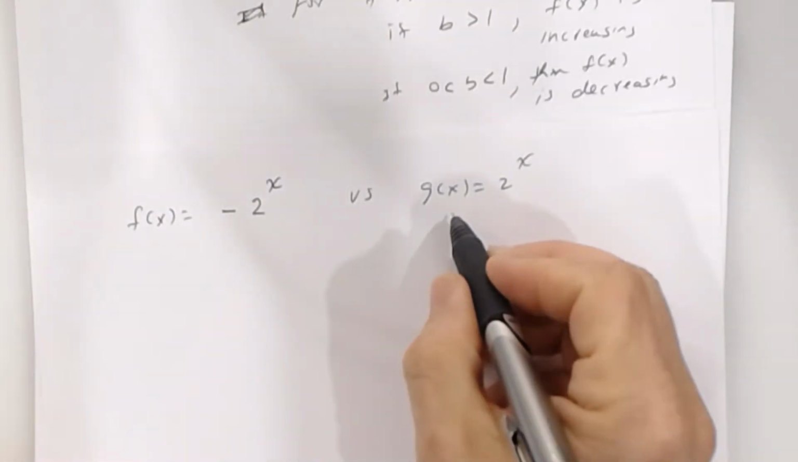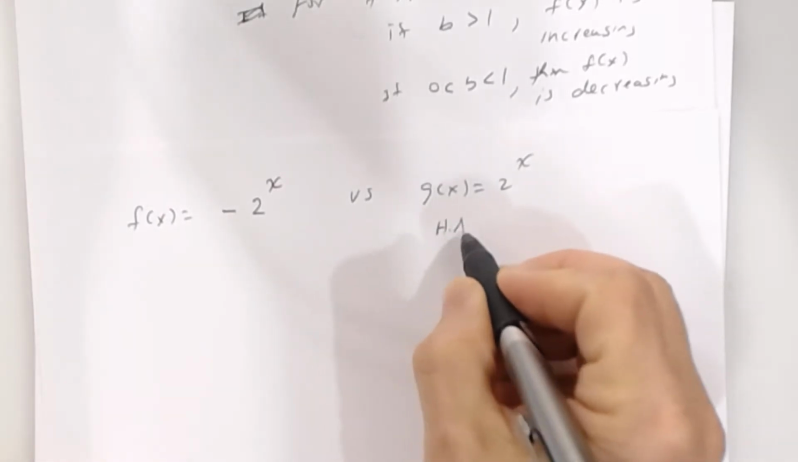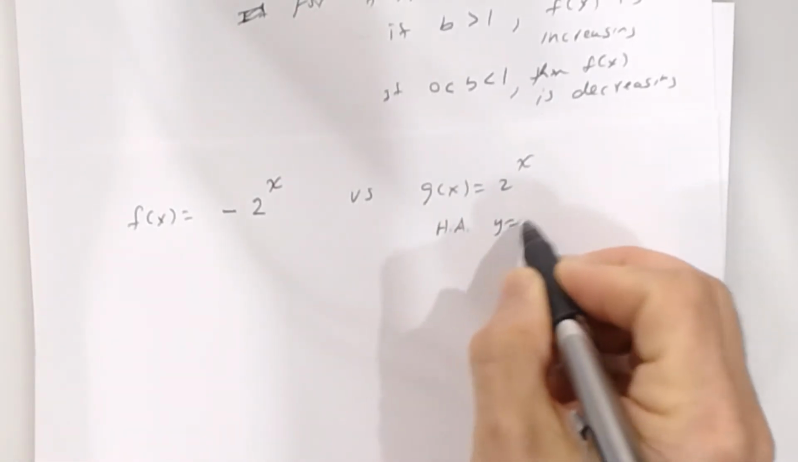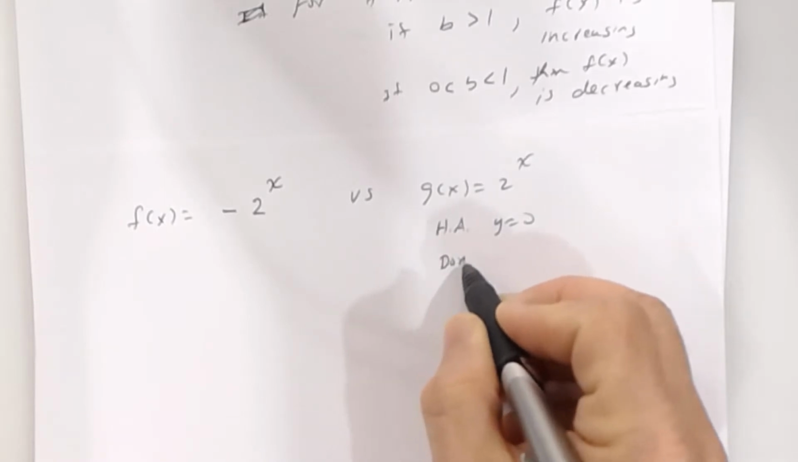We're going to do this. We're going to do g of x first. What is your horizontal asymptote? Y equals 0. What is the domain?